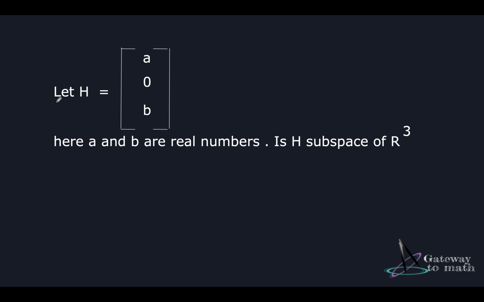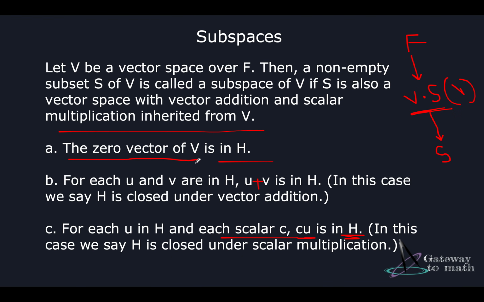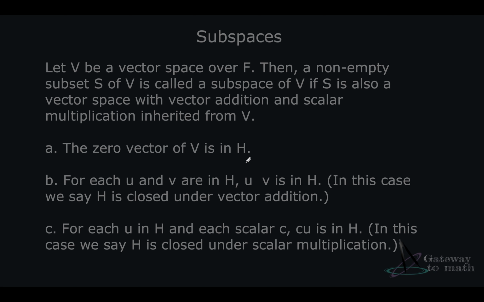Now let's take an example here. Let H be the set of vectors (a, 0, b), where a and b are real numbers, so this is a real number line, right? So my field is the real numbers. Is H a subspace of R cubed? We have to check three conditions: it should be closed under addition, closed under scalar multiplication, and we should also have a zero vector in H. So let's start with that.